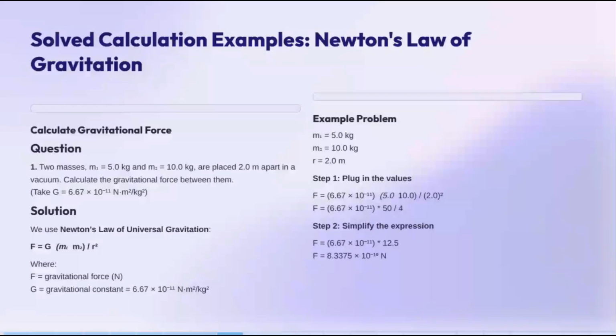Putting them all together, we have G times 5 times 10 all over the square of 2. When you solve this on your calculator, you'll get your final answer to be 8.3375 times 10 to the power of minus 10. I hope this is clear for everybody.